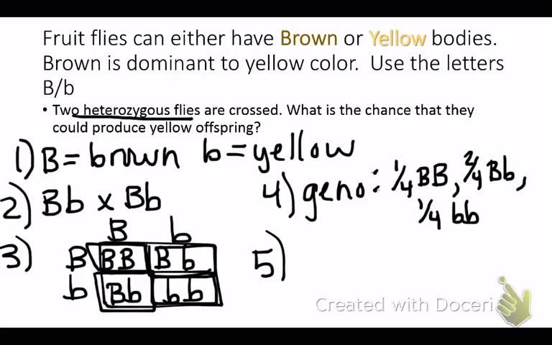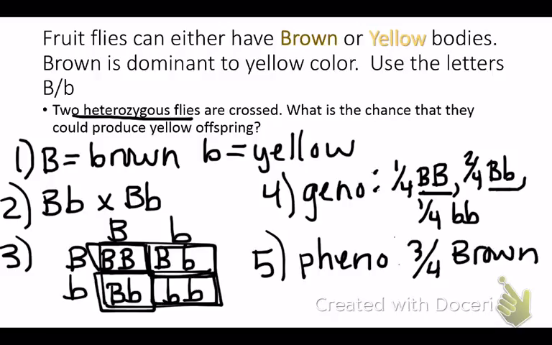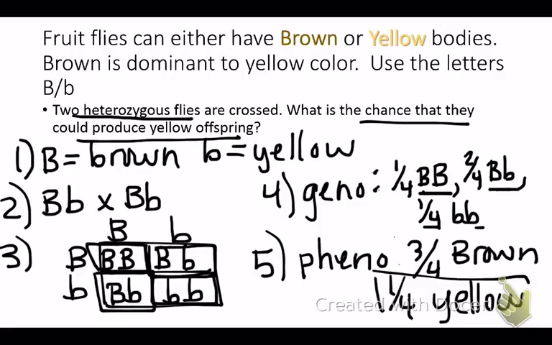Now question number 5, we always have to label our phenotypes. Now this is interesting because we have 1 out of 4, capital B brown, but we have 2 out of 4 that also have a capital B, so those would also be brown. That means we actually have 3/4 or 75% brown flies, and we have 1/4 without any capital B's, so we have 1/4 or 25% that would be yellow. So when it's asked, what is the chance that they will produce yellow flies? There's a 1/4 chance, and that's the actual answer to the question.